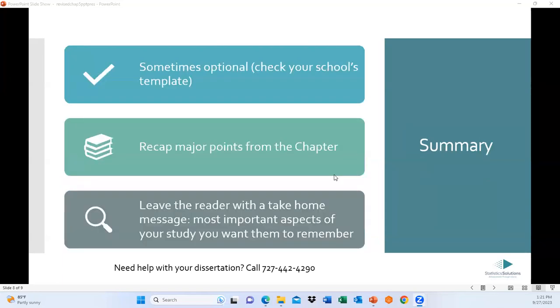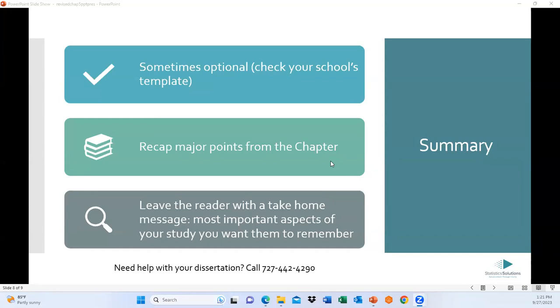Okay, the summary. This is optional. Check your school checklist. Some schools let you end after recommendations for future research. Some schools want a summary or a conclusion. If you need to put a summary or conclusion on there, just remember it's not only the summary for the chapter, it's the end of the study.